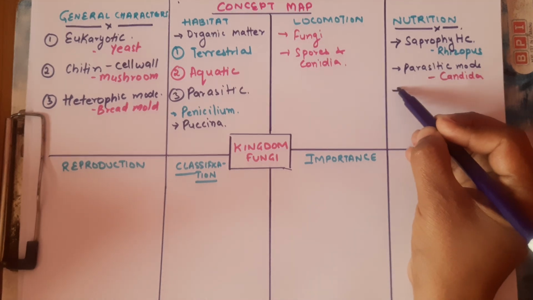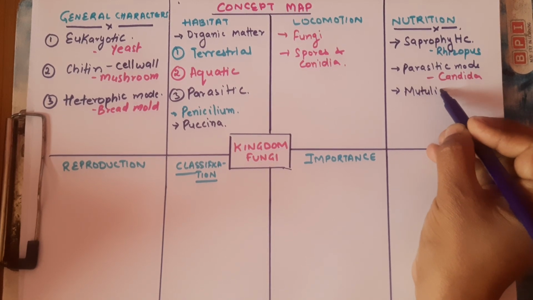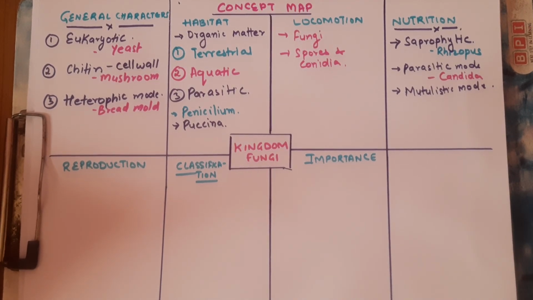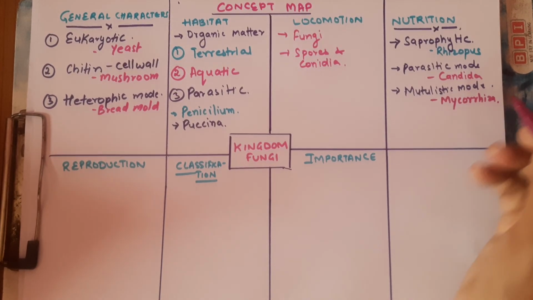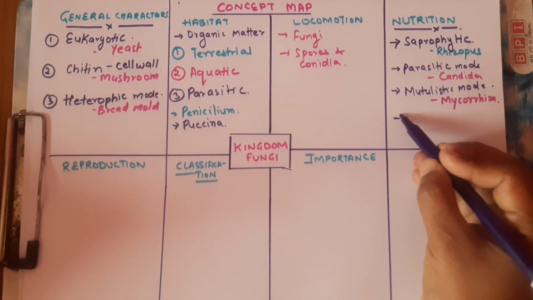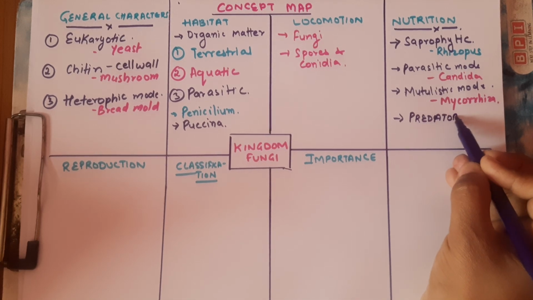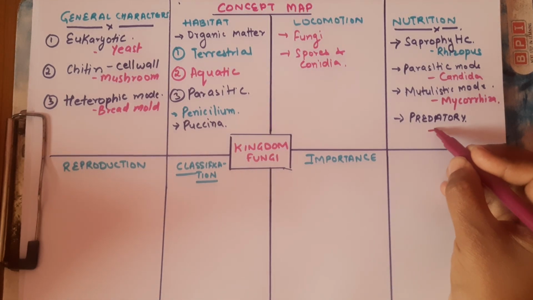Now the third mode of nutrition is the mutualistic mode. In this mode of nutrition, the fungus will form a symbiotic relationship and absorb the nutrients. An example here is mycorrhiza. The fourth mode of nutrition is predatory nutrition. In the predatory mode, the fungus will capture and digest small organisms. The example is the nematode-trapping fungi.